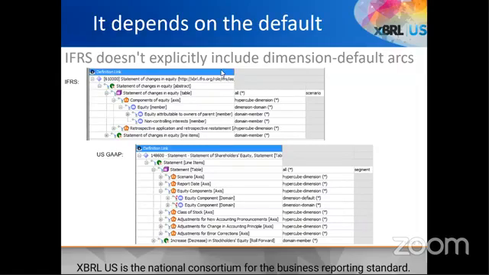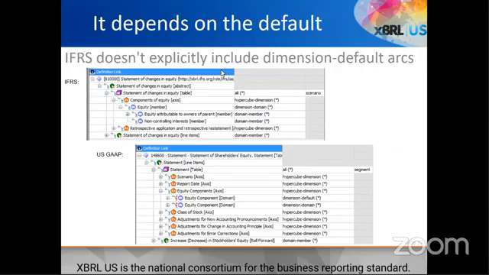It really doesn't. And the reason it doesn't matter is because that element, equity component domain, because it's the default, will never appear in your instance. It can't appear, actually, as a member. That's one of the properties of dimensions. Now, in the IFRS taxonomy, they have not put in a dimension default arc because it's sort of obvious. It's like everywhere that they have a dimension domain would be the dimension default.